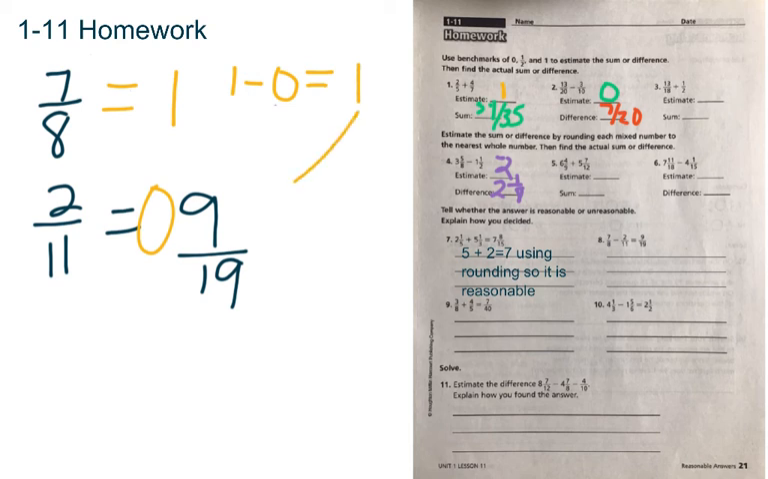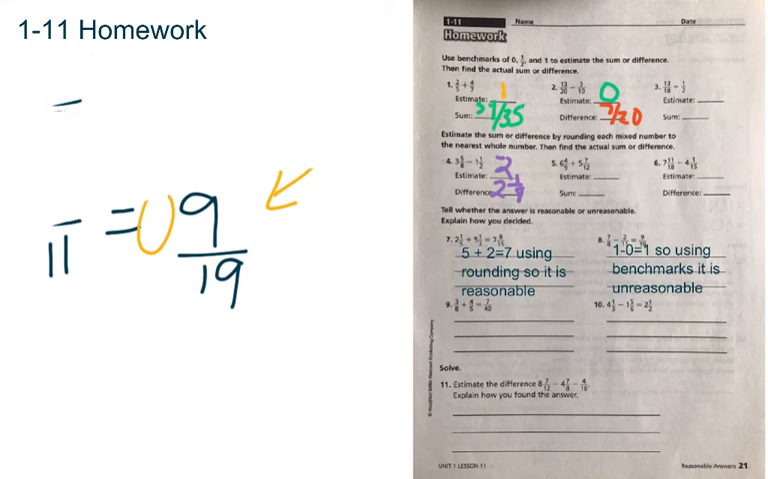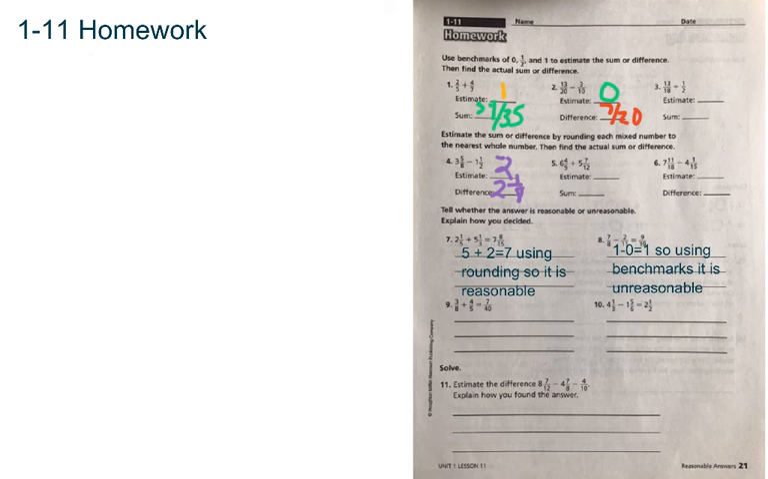So I would say 9/19 is unreasonable because 1 and 9/19 aren't close. 9/19 is less than half. Okay, so I would say it's unreasonable based on rounding. We're going to go ahead and I'm going to let you do numbers 9 and 10 on your own, and I'm going to move down to number 11.